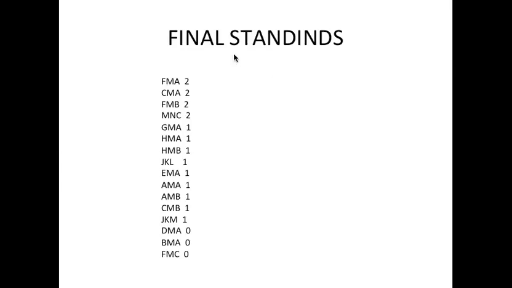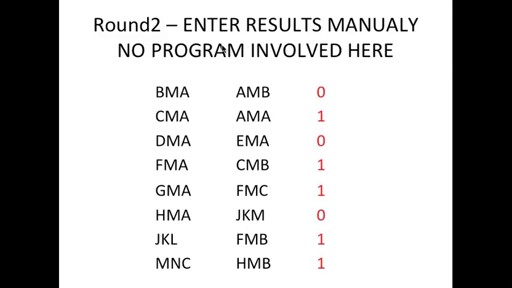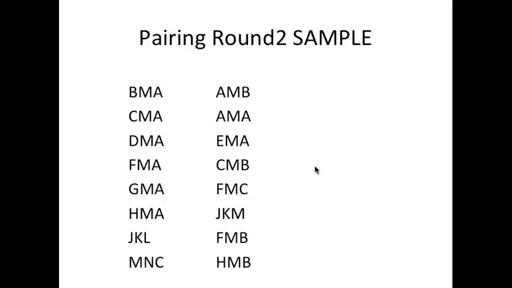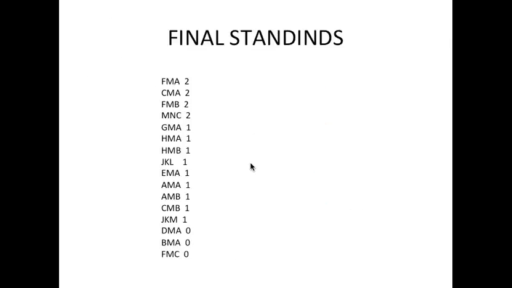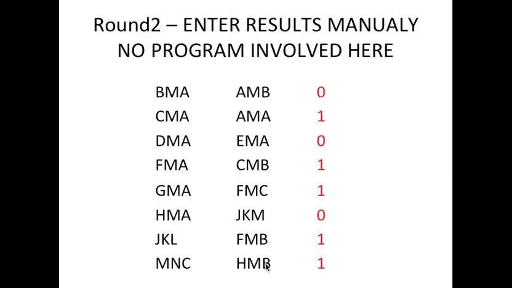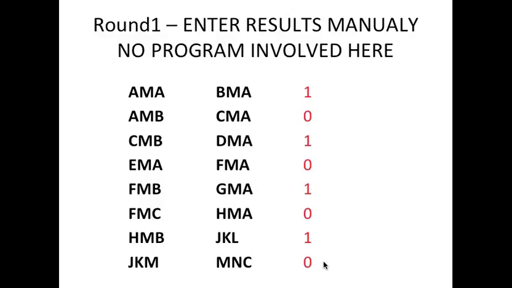and you should make a sorted list. Final standing. This is where you put final standings after round 2. If you look at FMA 2, that means they won both the rounds, right? Let's go back and see. FMA, in this case, round 2, it won. Let's see if it won in round 1 also. FMA, it won. You see that? Let's check one more. MNC 2, that means they won both rounds. MNC won round 2. MNC won again. You see that? Based on the format.